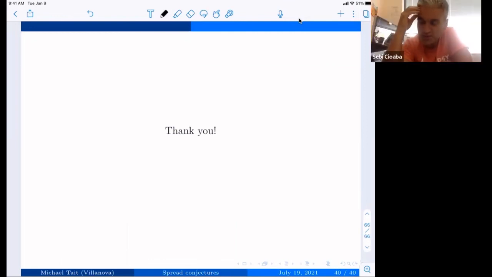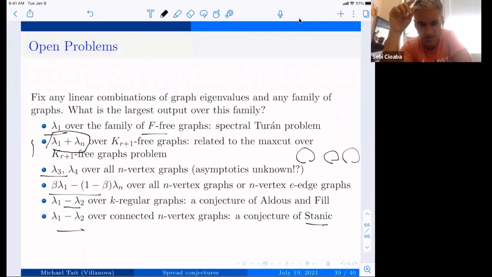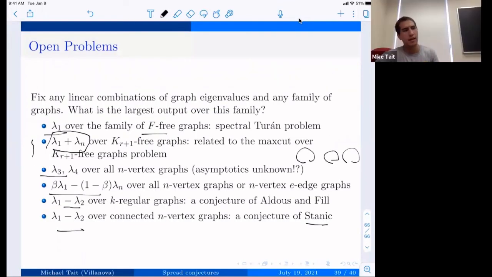So I have a question. Isn't it true, Mike, that the paper of Nikiforov shows that this limit always exists if you take some fixed linear combination of eigenvalues and divide? He definitely showed that if I take lambda k and ask what is the maximum kth largest eigenvalue, then this limit exists. I'm unsure about other linear combinations. You might be right, but I don't know. Oh, okay.